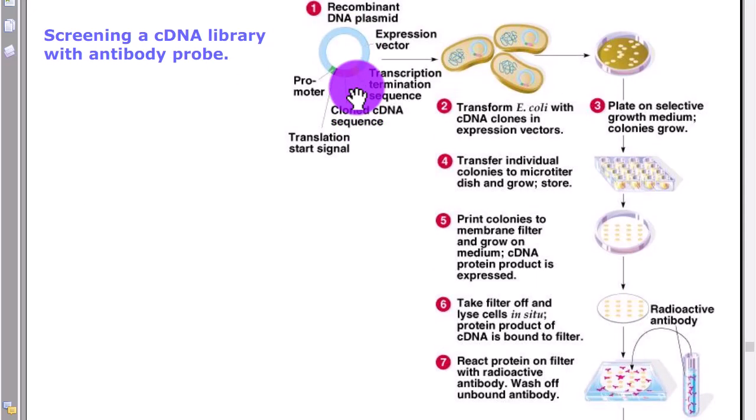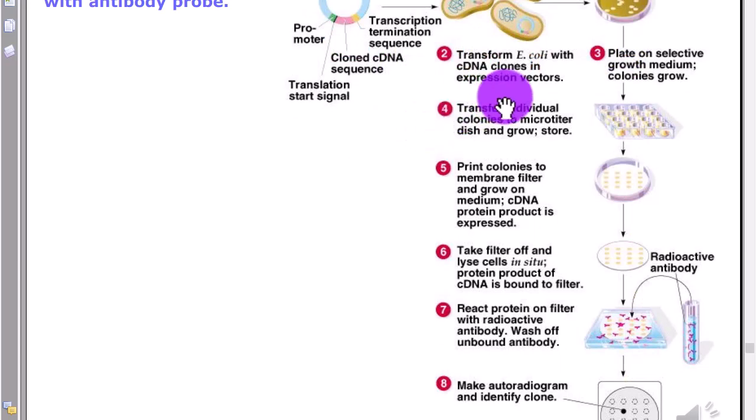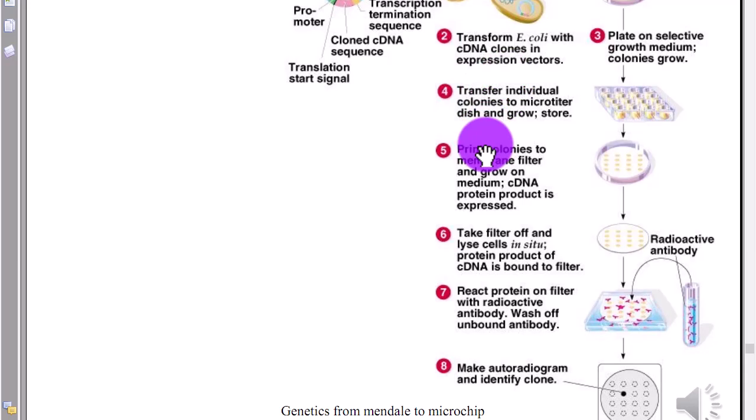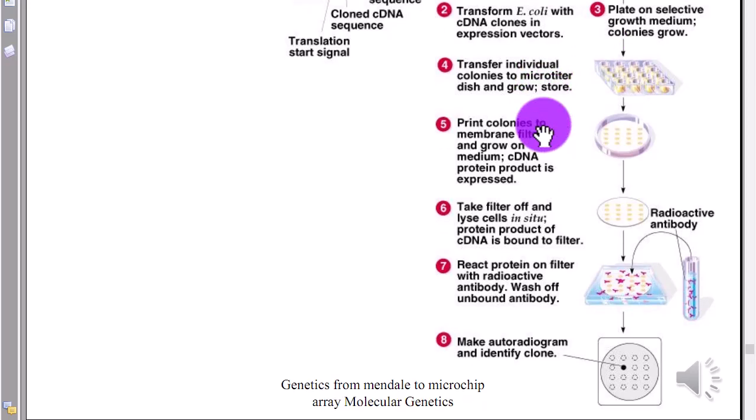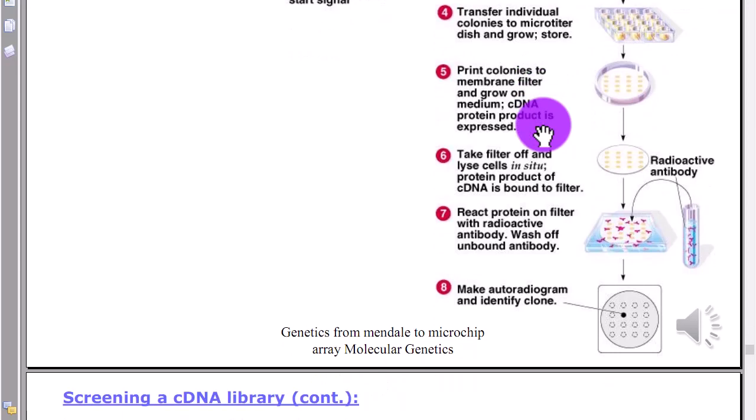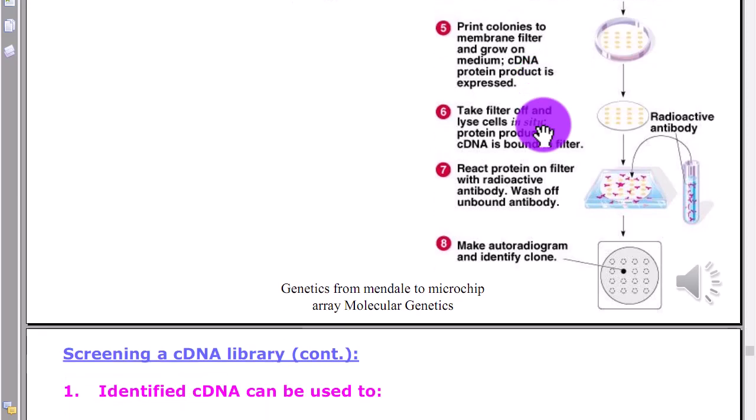Screening a complementary DNA library with an antibody probe. Recombinant DNA plasmid, promoter, and translation start origin, clone complementary DNA sequence, transcription terminator sequence, transform E. coli with complementary DNA in expression vector. Transfer individual colonies to a microtiter dish and grow, store, plate on selective growth medium, colonies grow. Transfer individual colonies to a microtiter dish, bring colonies to a membrane filter and grow on medium.